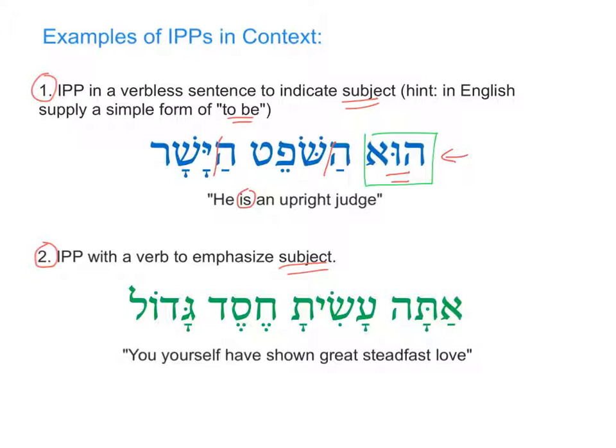Again, this falls under the category of uses of IPPs, as they will only ever relate to a subject. But where things are different here is that even though we've only dabbled in verbs, we can identify a verb in this sentence. An independent personal pronoun can appear alongside of a verb to emphasize its subject. Let's look at a few things in this sentence to see what we're talking about. So the Hebrew would be ata, asita, chesed, gadol. Again, that was ata, asita, chesed, gadol.